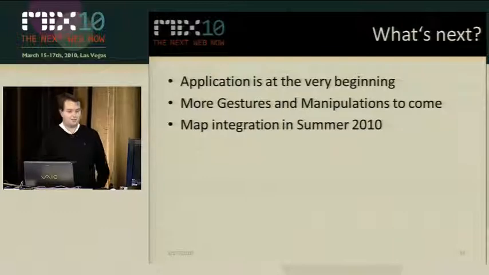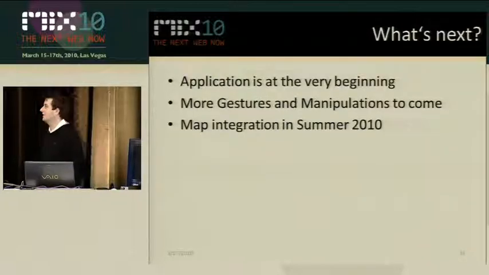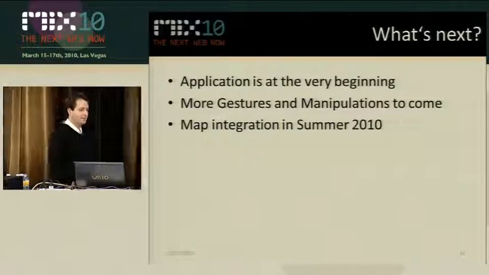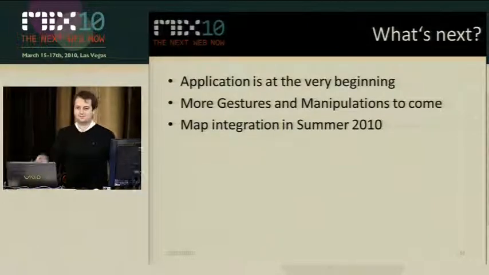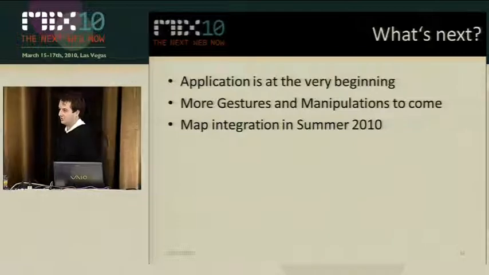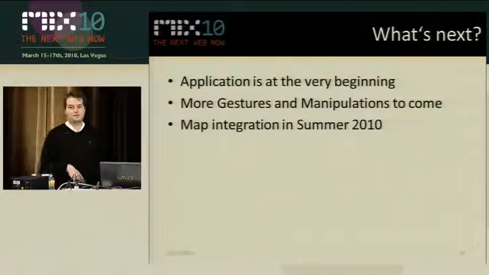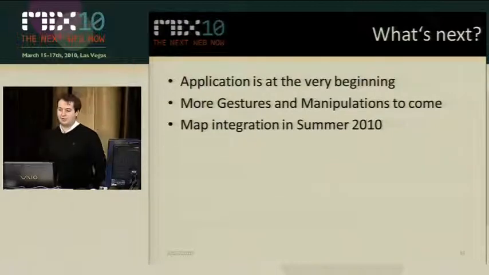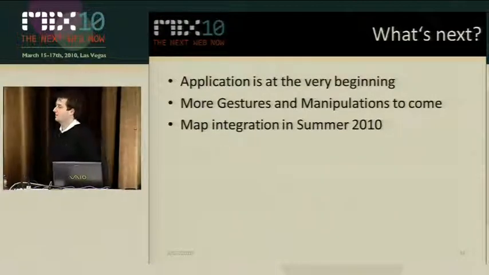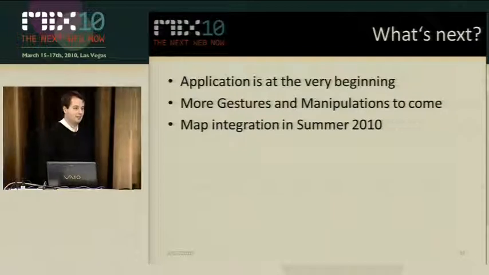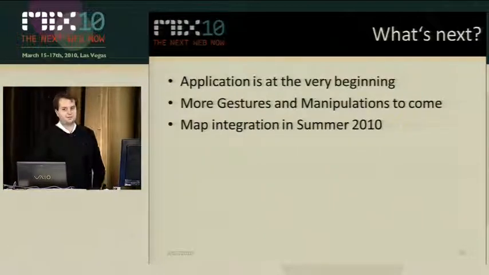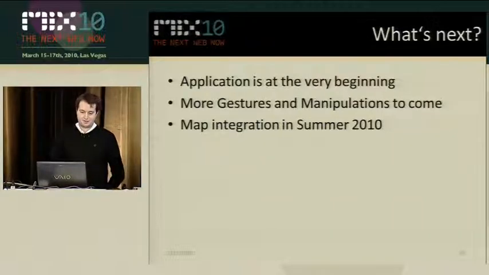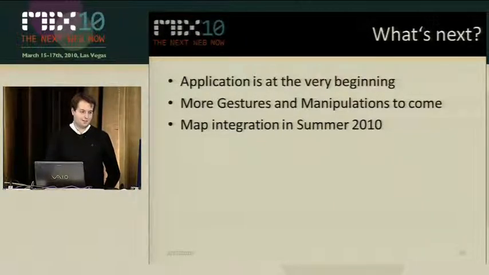Okay, so what's next for the application? As I told you before, we are at the very beginning. We just have some concepts for how we want to do it. And most of the concepts come from research studies, and so we're figuring out how we're going to do that. We will add more gestures and manipulations, and the map will be integrated in summer. And we want to finish the Surface application in the third quarter of 2010.